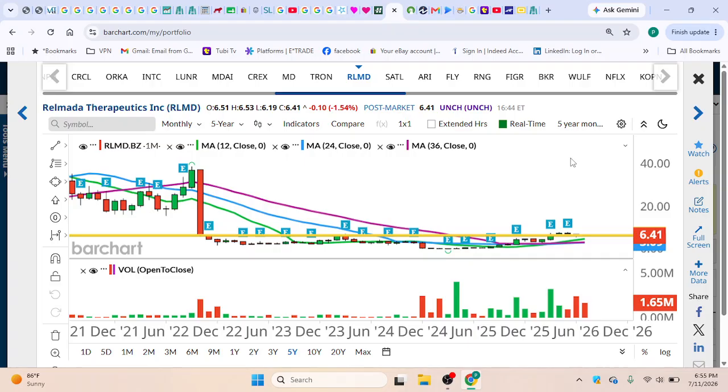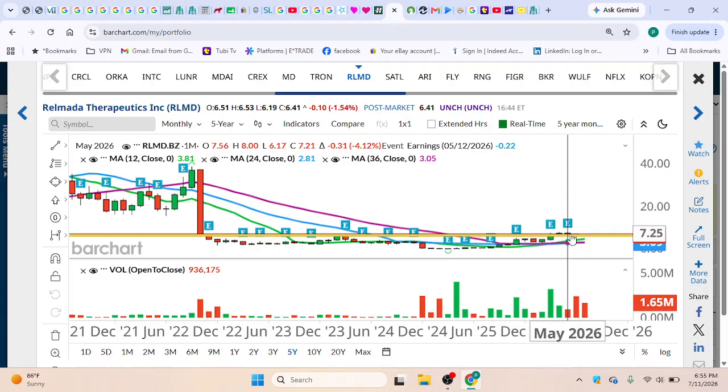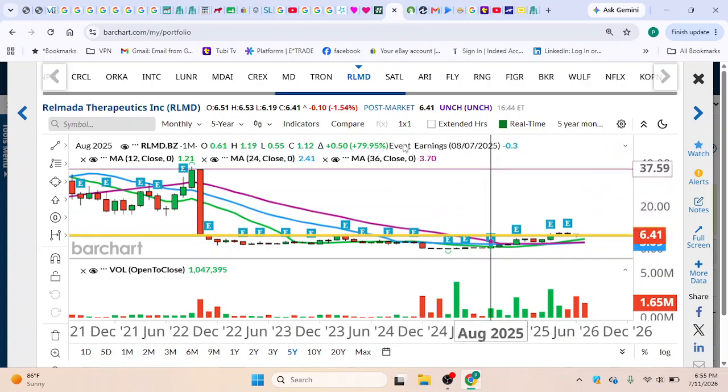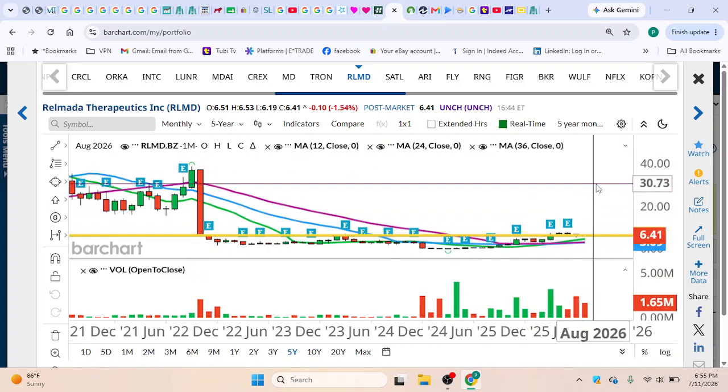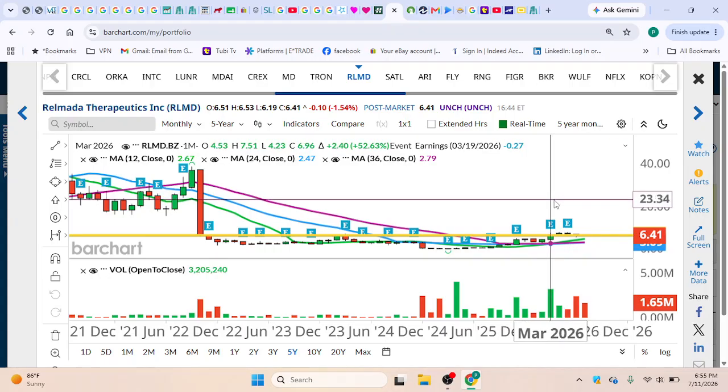RLMD, another therapeutic stock, kind of starting to move up the right side, but we'll see if that can continue. It's got a big void up here, or big area to move up into, but again, these stocks simply don't make money. They're just a gamble, but sometimes a gamble pays off, sometimes it doesn't.